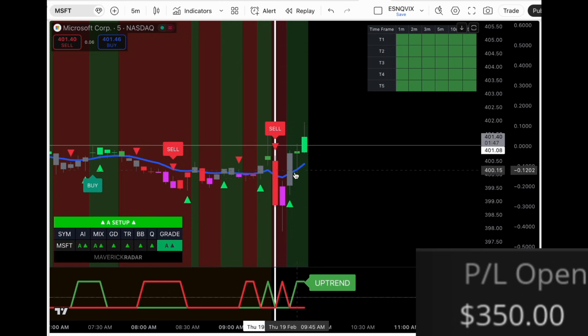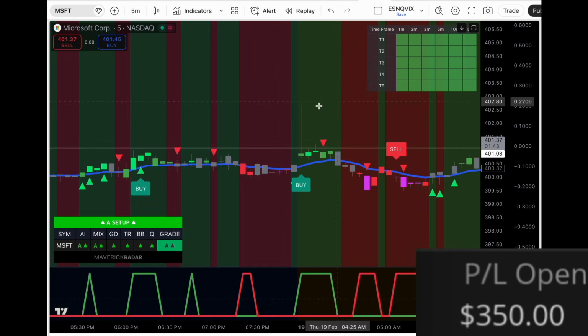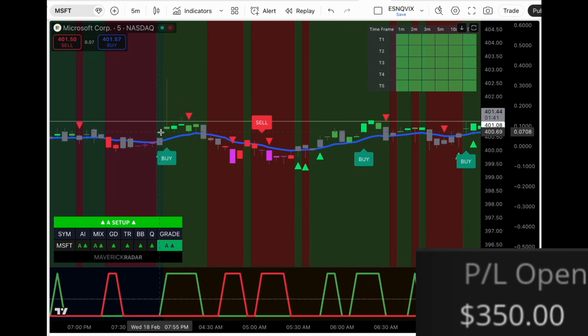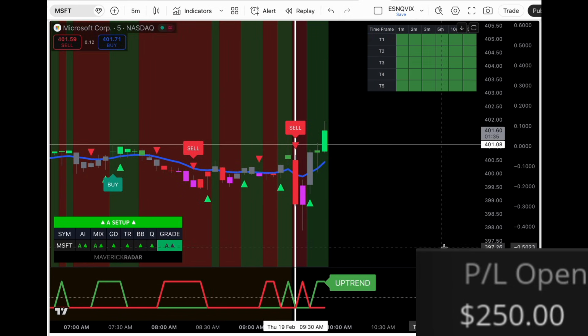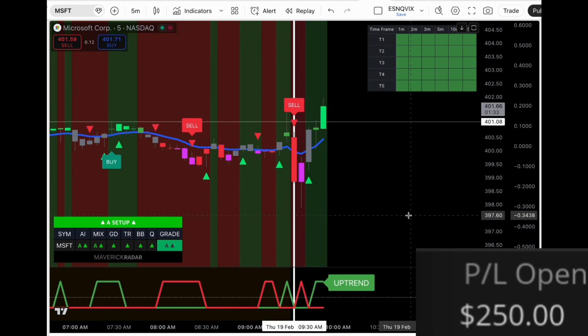We like to go long when we're above this blue line. When you're above the blue line, this is called the Maverick guide. We like to go long. We like to go short when we're below it. This is overnight action, but you can see above it, below it, above it, but again, that's overnight action on a stock, so not going to be super volatile.